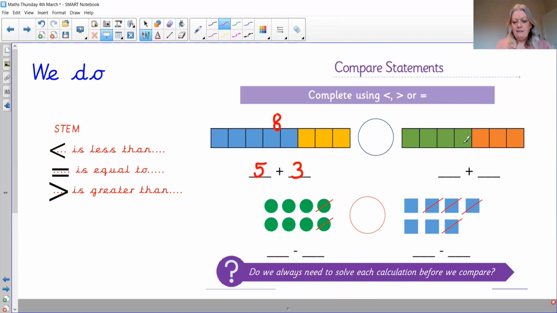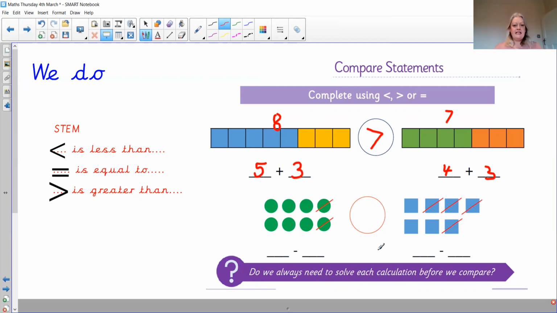We have how many green? 4. And how many browny orange? 3. So can you tell me what 4 add 3 is, please? 4 and 3 more is 7. Now I know I've got the 8 on this side and the 7 on this side. So the symbol we needed to put in, and hopefully you've already worked out, is that 8 is greater than 7. Do you remember? Crocodile likes the bigger one.